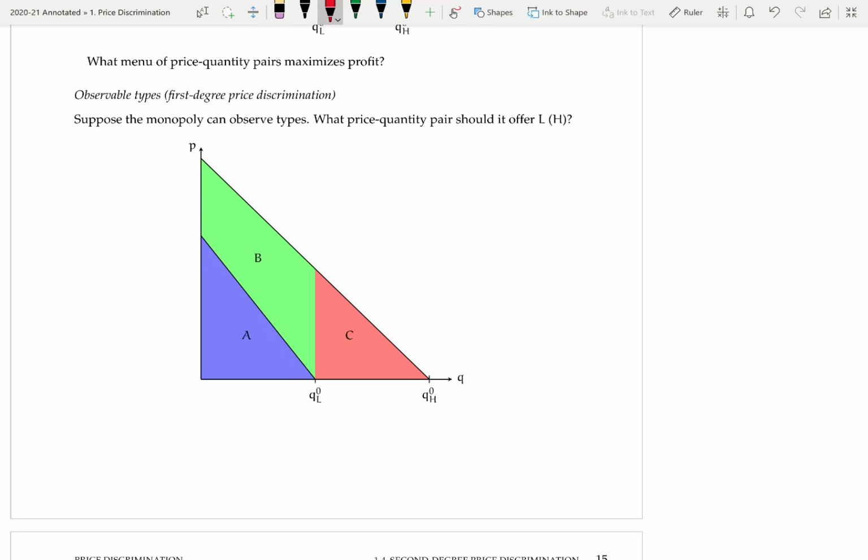Now what price should the monopolist charge for this number of units? Well, it should charge the area under the demand curve up to that quantity, that is area A. So the monopolist must satisfy what's called a participation constraint. And all the participation constraint is that the consumer must get at least as high a consumer surplus from buying as from not buying. So the consumer surplus from not buying is zero. We need the consumer surplus from buying to be greater than or equal to zero.